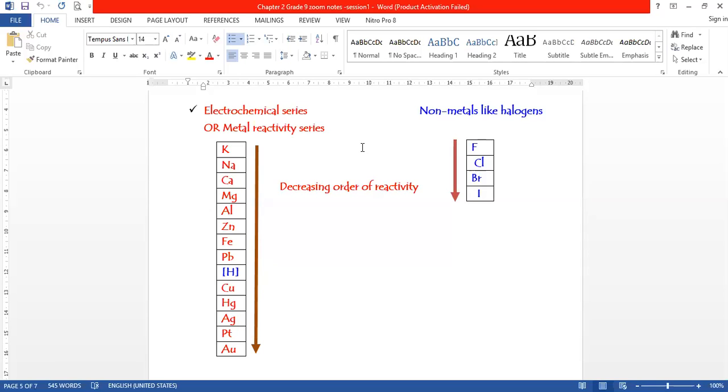So hydrogen, as in acids like HCl, HNO3, H2SO4, these metals which are lying above hydrogen in the metal reactivity series can go and displace hydrogen from its acid.